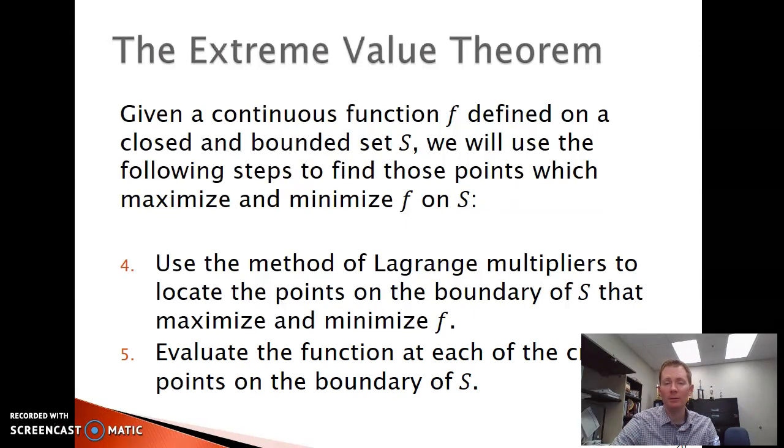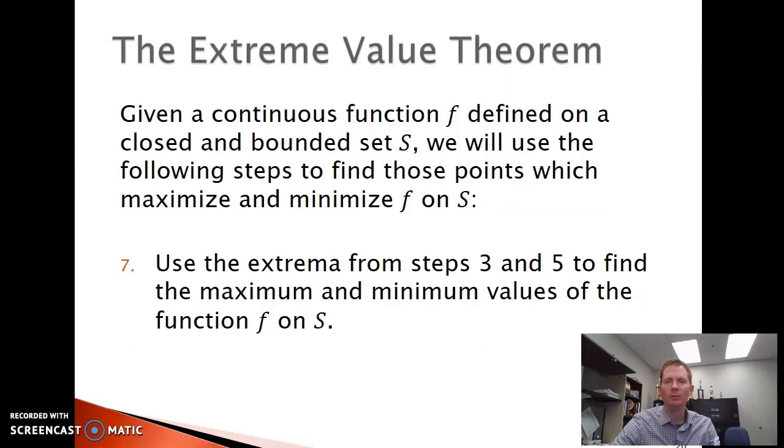We'll evaluate the function at each of those critical points on the boundary of S, and then we'll compare all the extrema that we find from steps 3 and 5 to find the maximum and minimum values for the function. So whatever the largest function value we found on either the interior of the region or the boundary, that would be the maximum value over that closed bounded set. And whatever the smallest value that we find, either on the boundary or inside the region itself, that would be the minimum value of the function over that closed and bounded set S.